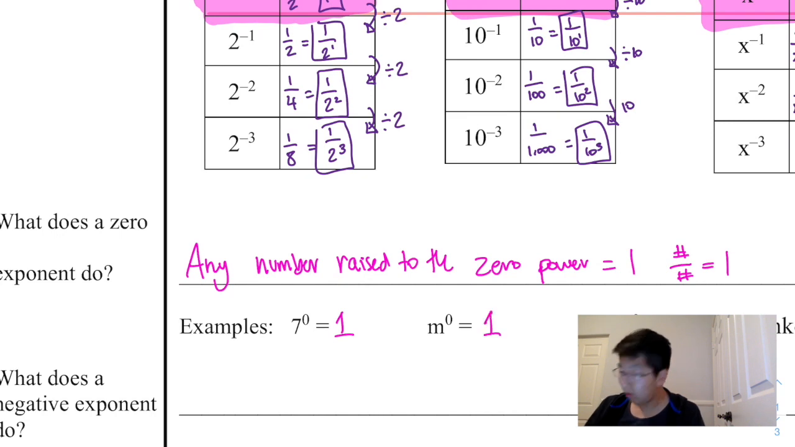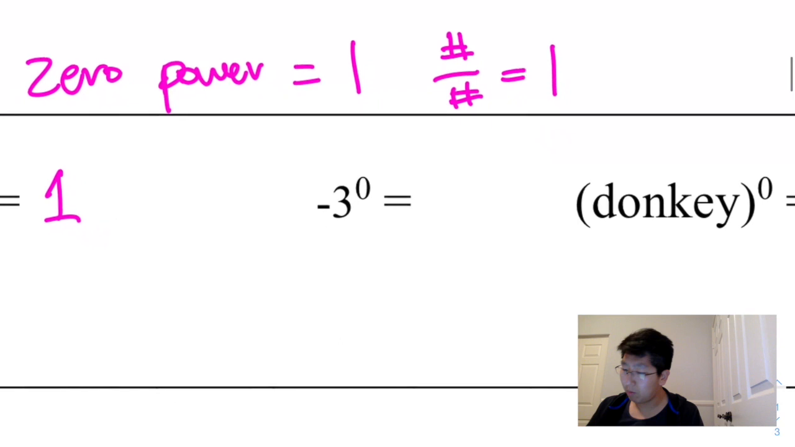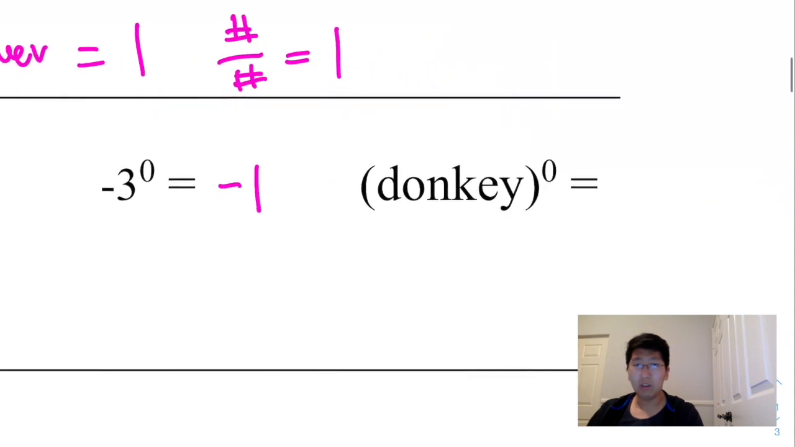Okay? Here, negative 3 to the 0 power, well, that is a little bit tricky. We have a negative in front, okay? But 3 divided by 3 is going to be 1. So here, we have a negative, so it actually gives us a negative 1, okay? And here's just a silly one. Here is donkey, right? Donkey raised to the 0 power, and anything to the 0 power is going to equal 1, okay?